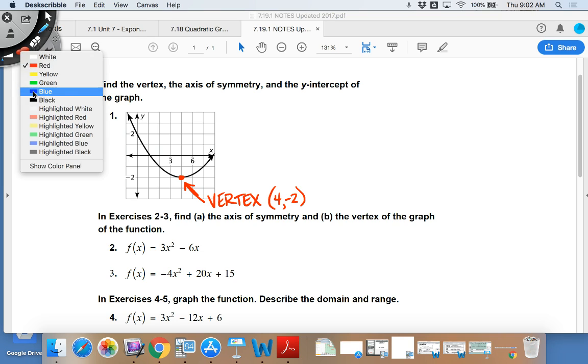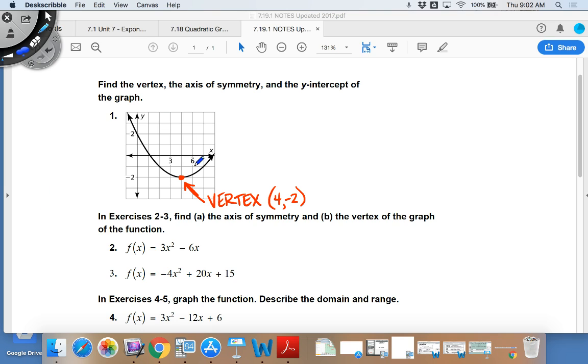Now what's related to the vertex is the axis of symmetry. The axis of symmetry goes through the vertex. So I'm going to draw a dashed line right there. So this line is the axis of symmetry. The axis of symmetry is a line, and it's written as x equals. And so it's where it crosses the x-axis, and it's the x value of the vertex. So in this case, it would be x equals 4.